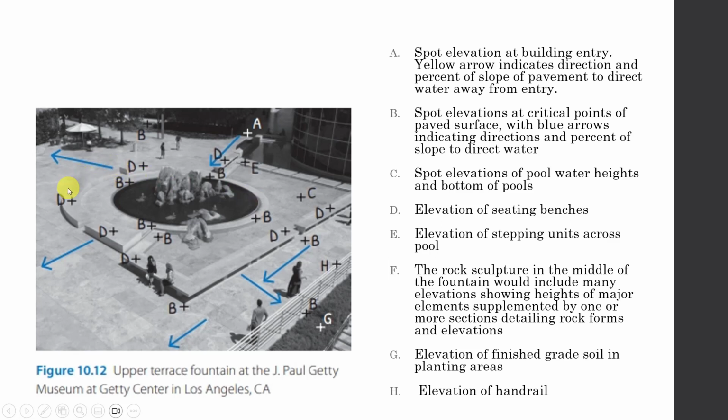We need to know the top of each of these benches. And apparently there's some stepping stones back here. They need elevation. And we've got this fancy rock sculpture in the middle that could have its whole own drawing. It's going to include many elevations of the different heights of those elements. We've got a planting area over here that needs an elevation, and finally a handrail. So you can see that a more complex design like this is going to need more complex elevations.